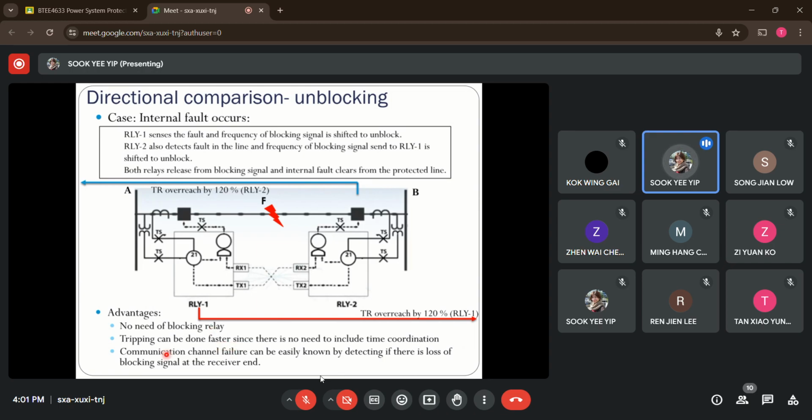And at the same time, if I have a communication channel failure, it can be easily detected as well. Why? Because the blocking signal should always be sent continuously.